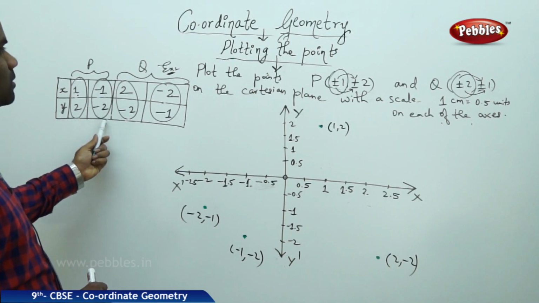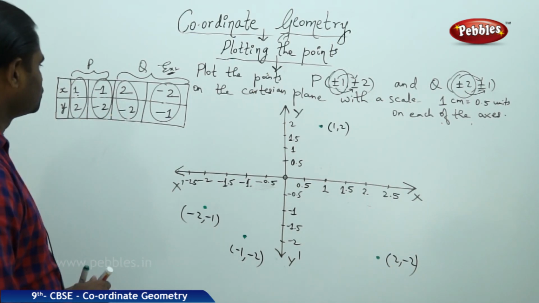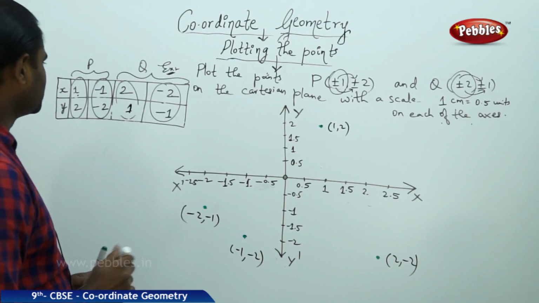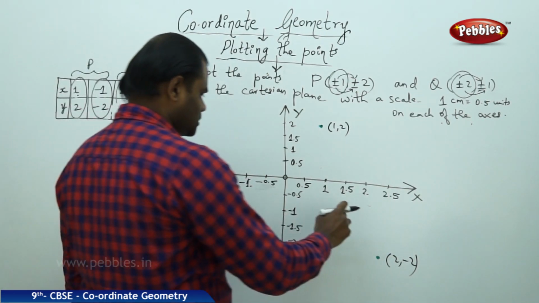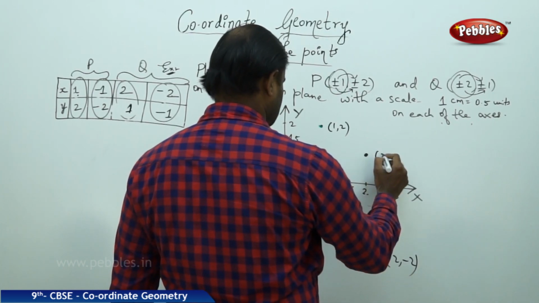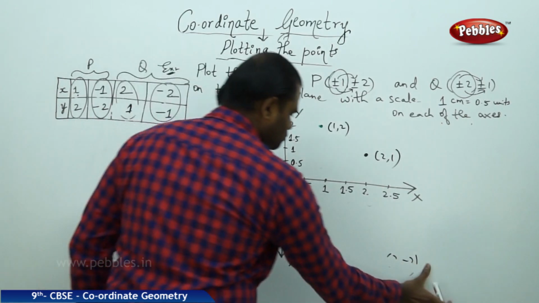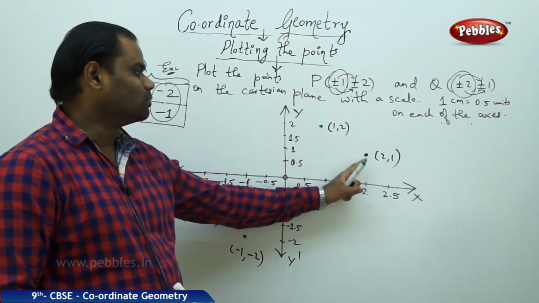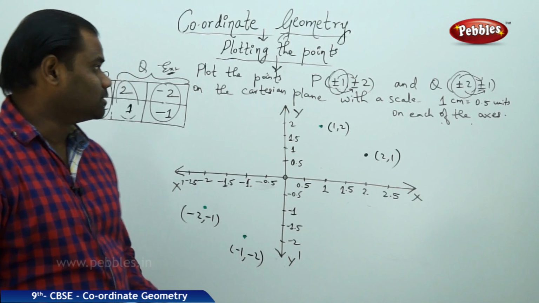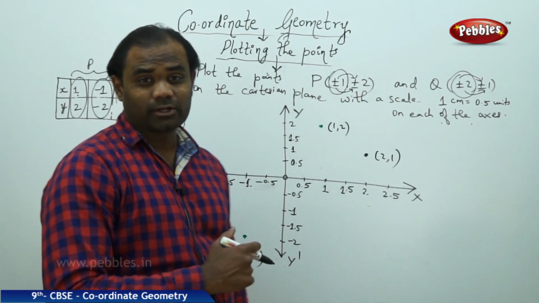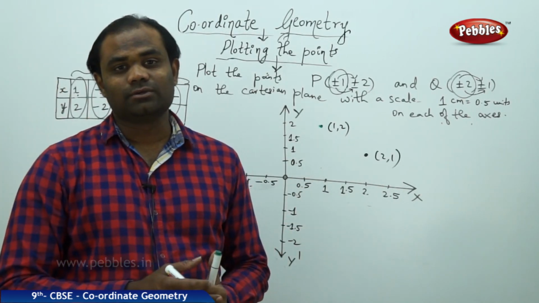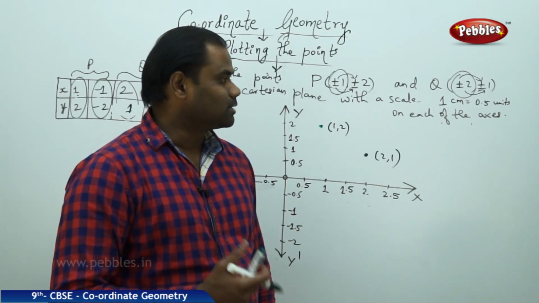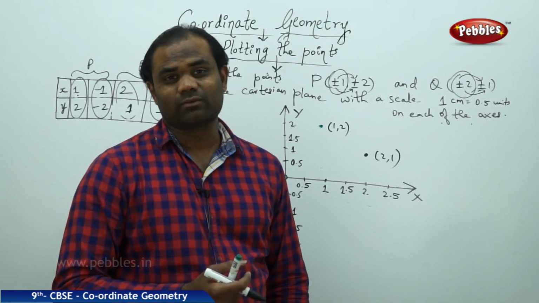1, 2, minus 1, minus 2, 2, 1. This is 2, 1 and 2, minus 2, minus 1. So my third coordinate, which is 2, 1, is out here, but not 2, minus 2. So I have the coordinates minus 2, minus 1, minus 1, minus 2, 1, 2, and 2, 1, the 4 coordinates denoted by P and Q, plotted on this Cartesian plane using the scale 1 centimeter equals 0.5 units on both the x and y axes.